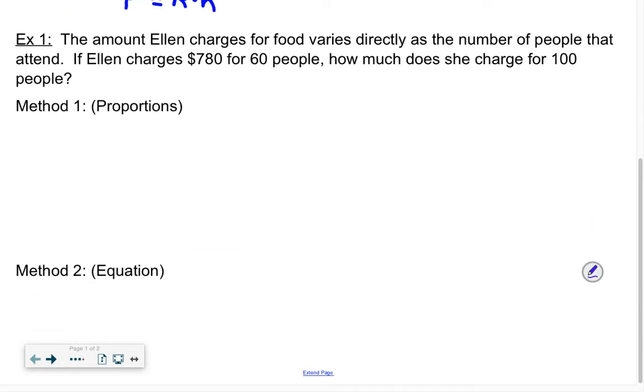Example number one, the amount Ellen charges for food varies directly as the number of people that attend. So we know right off the bat that this is a direct variation problem. If Ellen charges $780 for 60 people, we want to know how much does she charge for 100 people. Let's talk about our first method that we can use to solve this one, setting up proportions. If we look at our two categories that we have here, we have cost, and then we have the number of people.